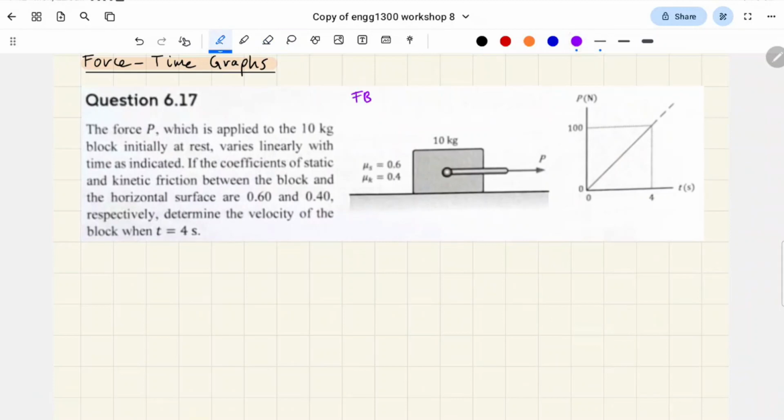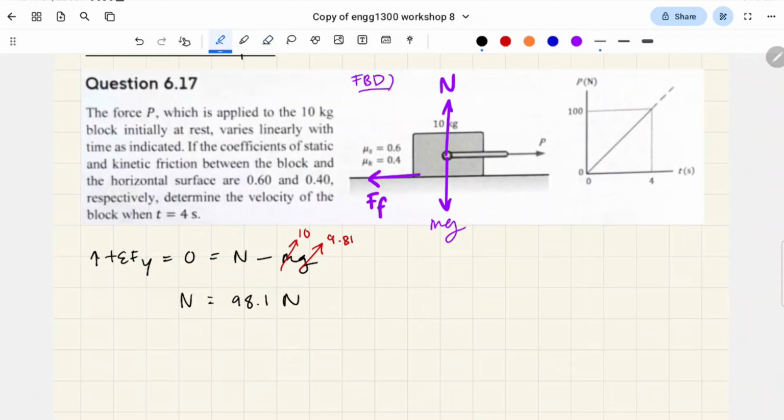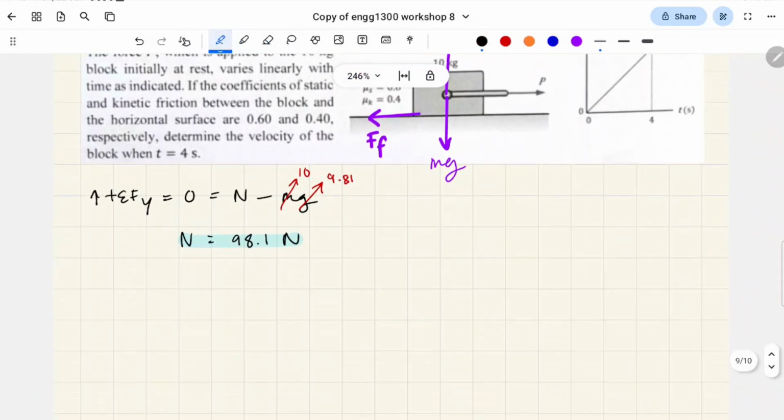First thing I'm going to do is set up a free body diagram. I'm just going to draw over the original diagram that they gave us. Let's take the sum of the forces in the y direction. That gives us that N is equal to mg, pretty much, but acting upwards. Once we've done that, sum of the horizontal forces.